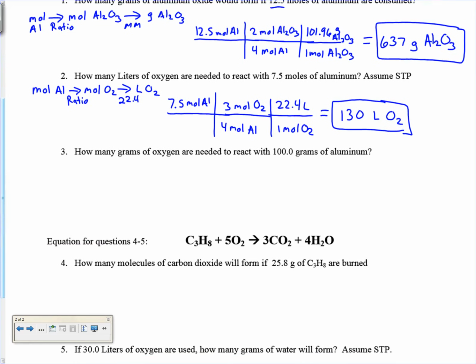Question number 3, how many grams of oxygen are needed to react with 100 grams of aluminum? So this is a gram to gram problem. We're starting here with grams of Al, and then we're going to moles of Al, and then we'll go to moles of O2, and then we will go to grams of O2.